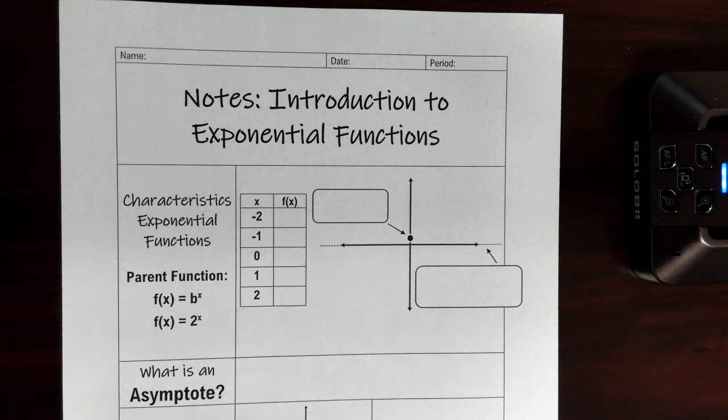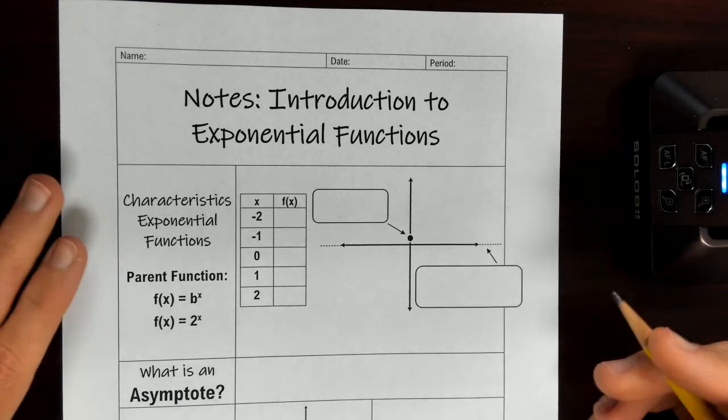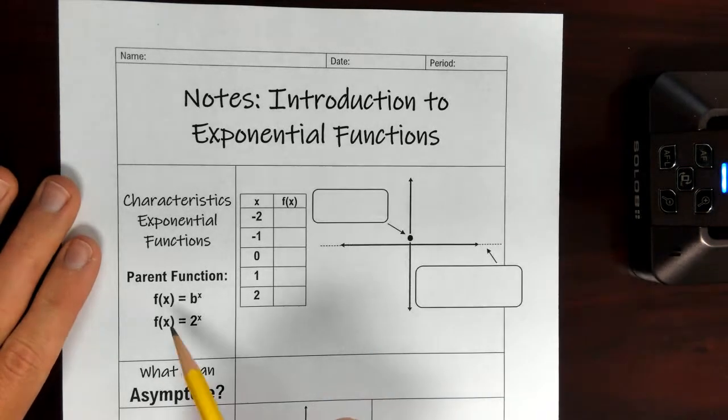Alright guys, today we're going to talk about exponential functions. So we've talked about linear functions, which are a line, quadratic functions, which are a parabola or a U-shape, and then exponentials are going to be our last function that we are going to discuss. Exponential functions take on this form.